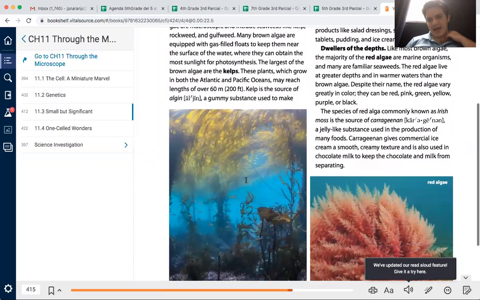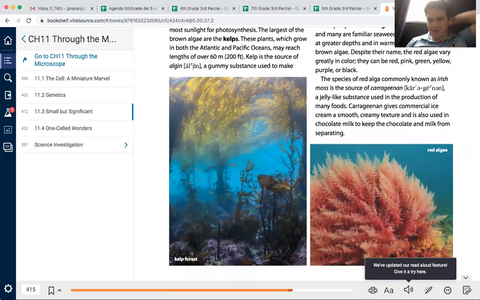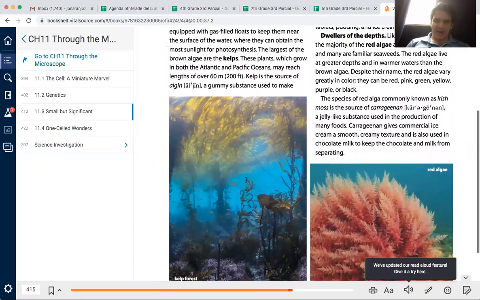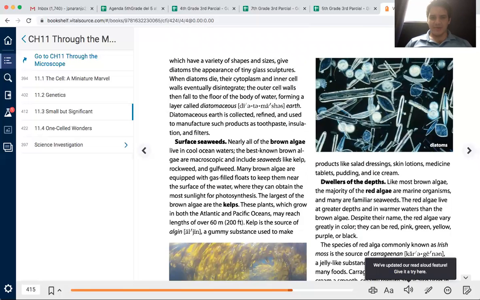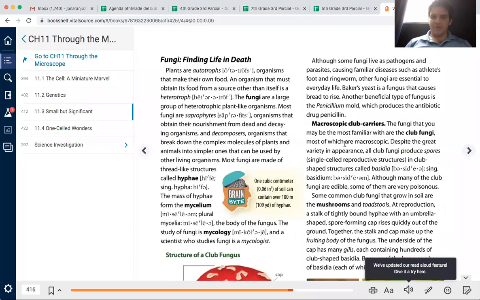When you take a look at what it looks like close up, it'll look very different than what you see here. So we have this, right? The diatoms, all right? And so we can see that this diatomaceous earth is collected, refined, and used to manufacture such products as toothpaste, insulation, and filters. So these algae are very important. It's what animals eat. We use it. We eat it. Microscopic organisms have a lot of importance. Usually the first start of the food chain.